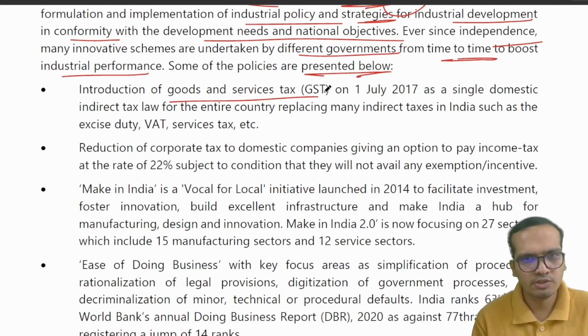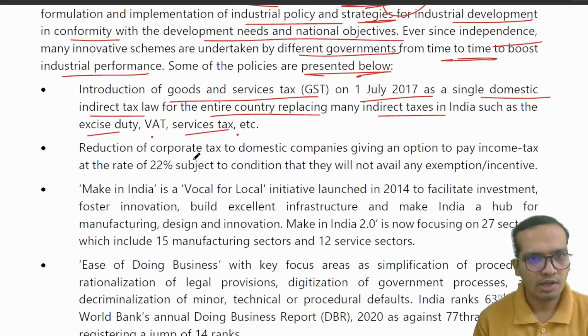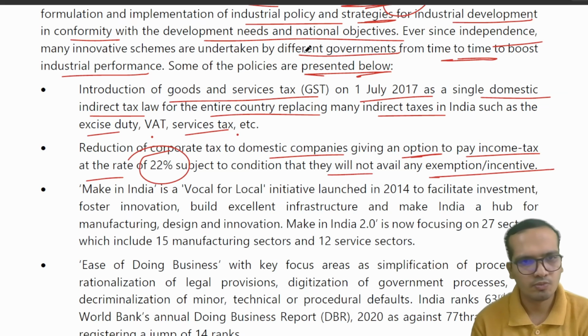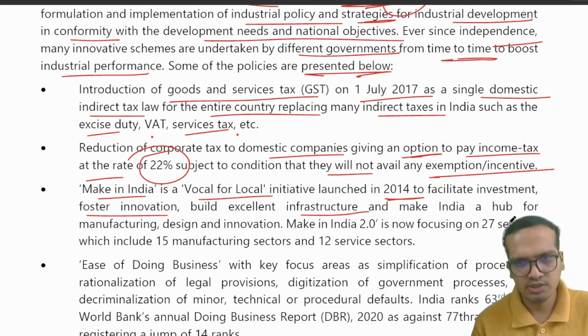Introduction of GST, Goods and Services Tax, on 1st July 2017 as a single domestic indirect tax levied across the entire country, replacing many indirect taxes in India such as excise duty, VAT, service tax, etc. Reduction of corporate tax for domestic companies, giving an option to pay income tax at the rate of 22% subject to the condition that they will not avail any exemption or incentive. Make in India is a Vocal for Local initiative launched in 2014 to facilitate investment, foster innovation, build excellent infrastructure and make India a hub for manufacturing, design and innovation.